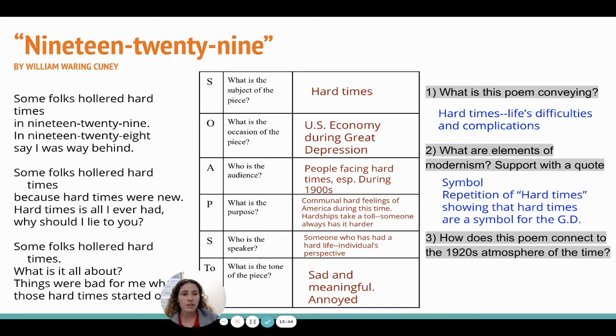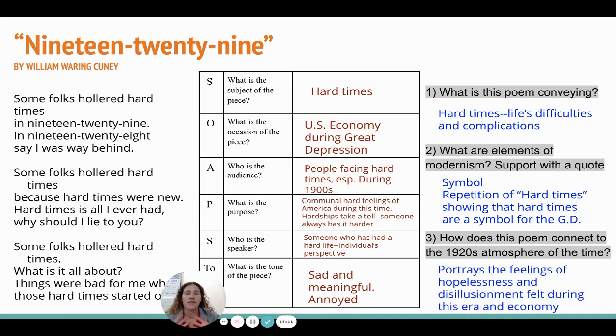I'm thinking symbol. Okay, so he keeps repeating hard times. So I use the quote "hard times," right? It gets repeated. It's showing that hard times are a symbol for the Great Depression. Hard times symbolize the Great Depression. So this repetition is a symbol for the vibe of the economy during this time period in America. How does this poem connect to the 20s atmosphere of the time? It portrays the feelings of hopelessness and disillusionment felt during this era and economy.